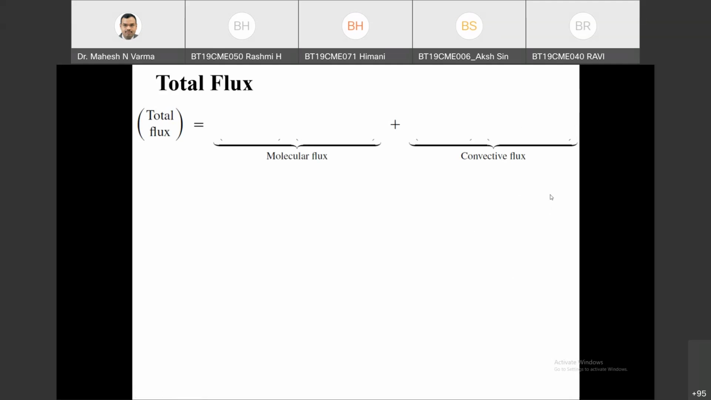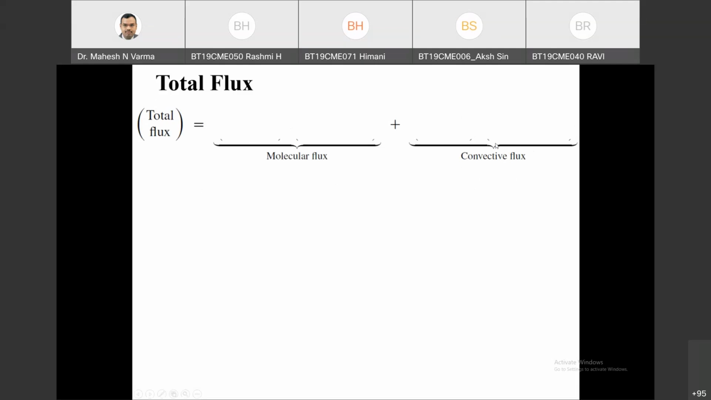Because if I am taking total flux equals 100 and there is a convective flux, 99% contribution will be from convective flux and only 1% will be from molecular flux. So even though you neglect this, it will have an error of 1% only. So that is why total flux most of the time is referred to as a convective flux.